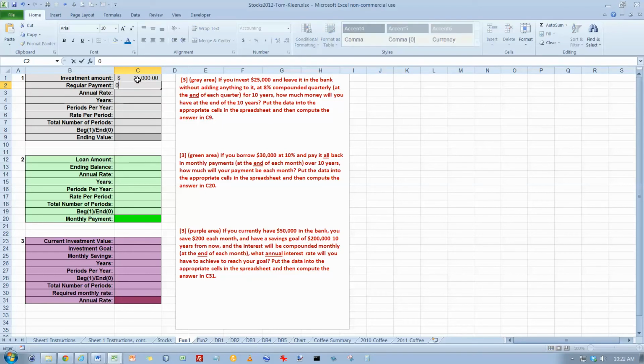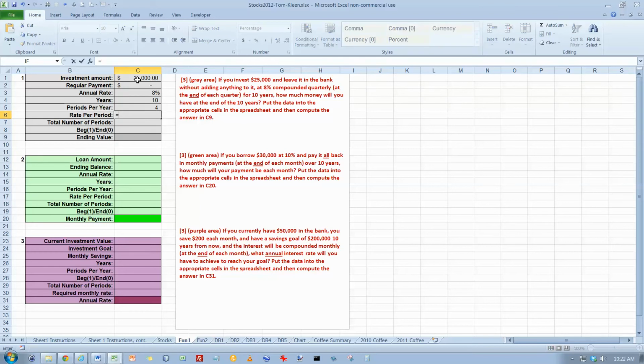So our regular payment's going to be 0. The annual rate is 8%. That's already formatted as percent, so I just have to type in the 8. 10 years. Quarterly, so we've got 4 periods per year. The rate per period is going to be the annual rate divided by the number of periods. So 8% a year would be 2% a quarter.